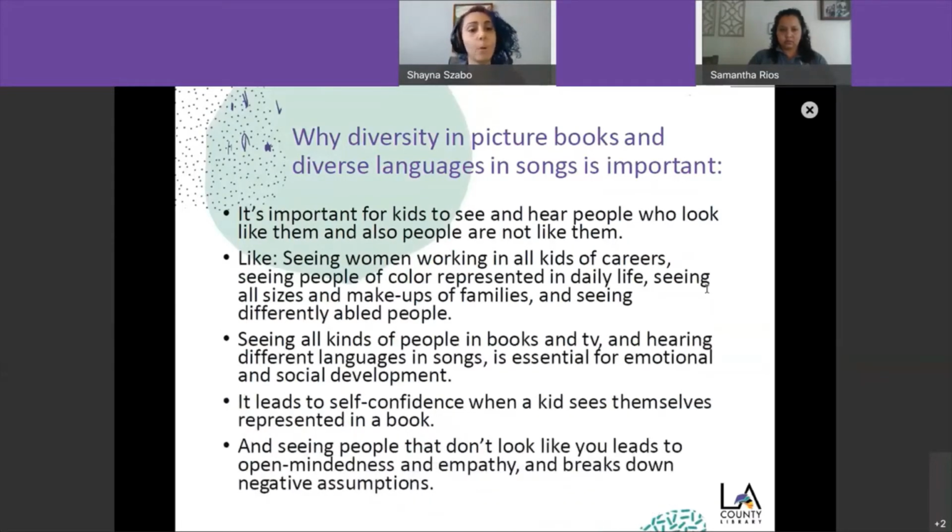And it's important for kids to see and hear people who look like them and also people who are not like them, like seeing women working in all kinds of careers, seeing people of color represented in daily life, seeing all sizes and makeups of families, and seeing differently abled people. Seeing all kinds of people in books and TV and hearing different languages and songs is essential for emotional and social development. It leads to self-confidence when a kid sees themselves represented in a book. And seeing people who don't look like you leads to open-mindedness and empathy and breaks down negative assumptions.